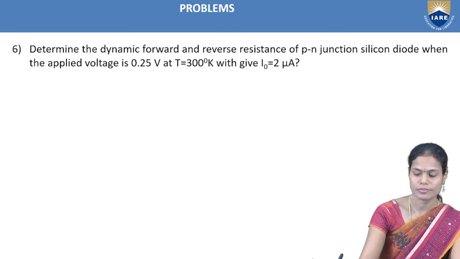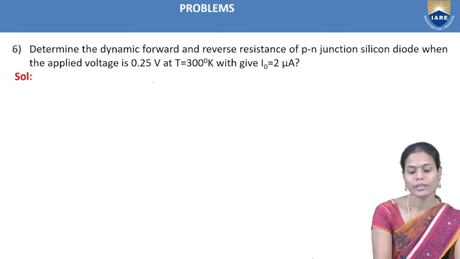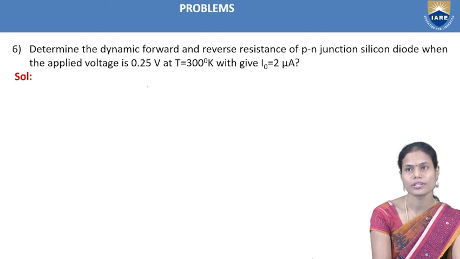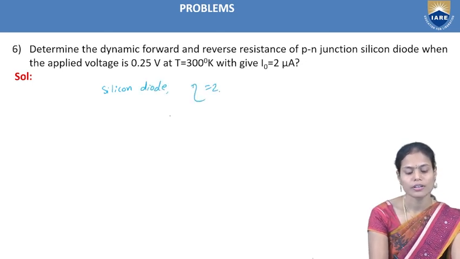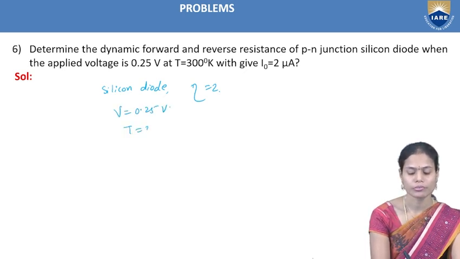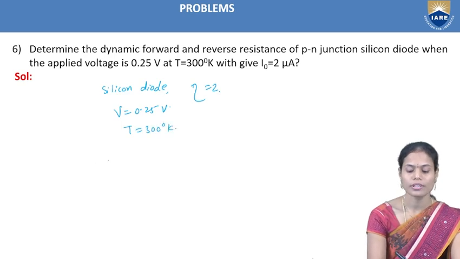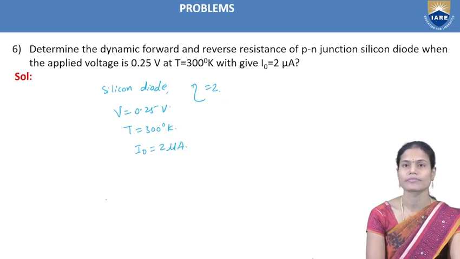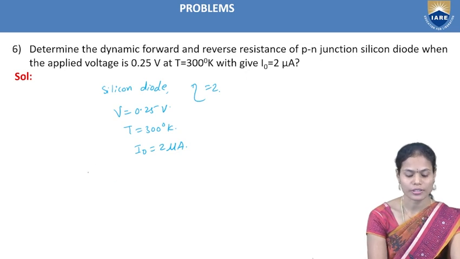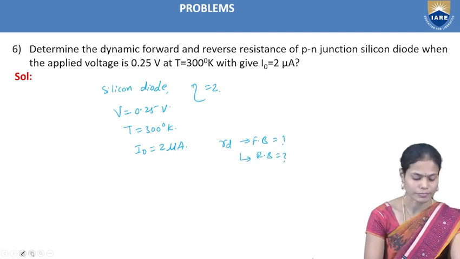So the next problem is: determine the dynamic forward and reverse resistance of the PN junction silicon diode. Here it is a silicon diode, so for this the eta value is 2, when the applied voltage is 0.25 volts at T equal to 300 degrees Kelvin with a reverse saturation current of 2 microamperes. So similarly, we need to calculate the dynamic resistance in the forward bias condition as well as in the reverse bias condition.